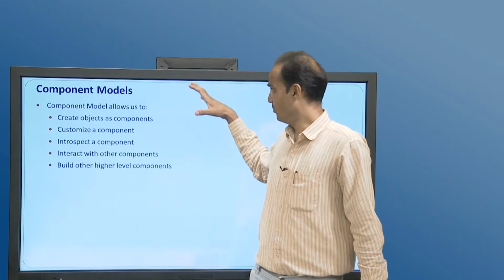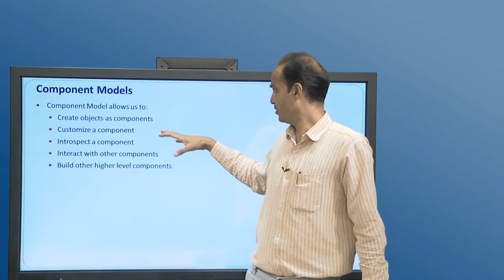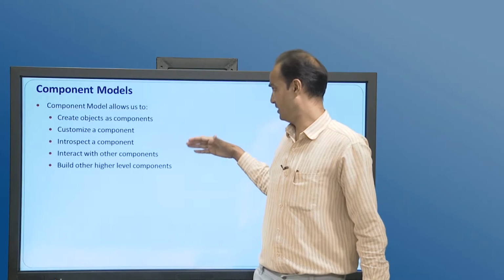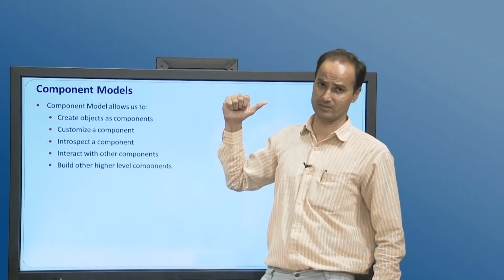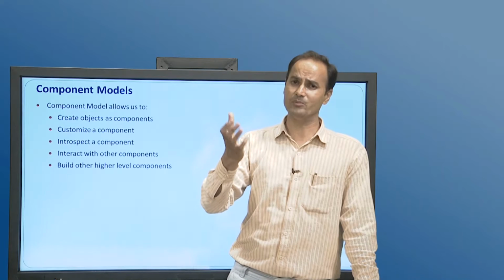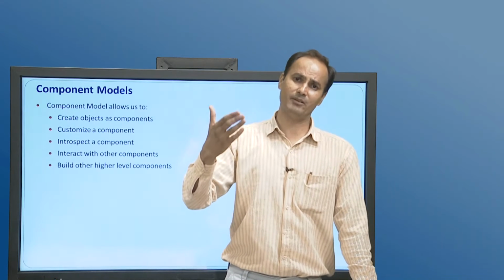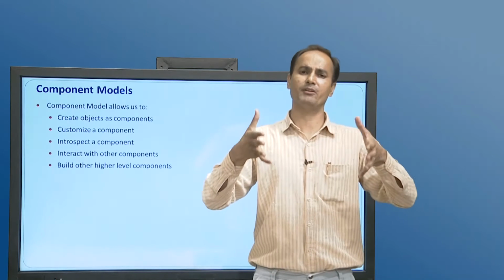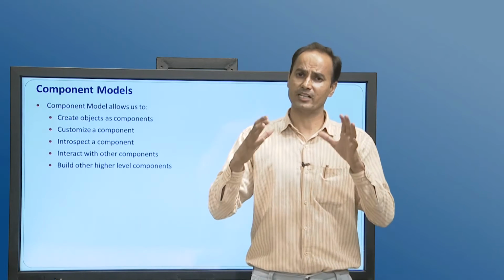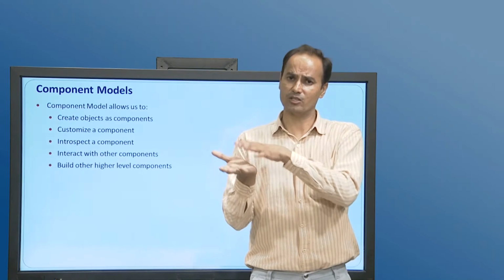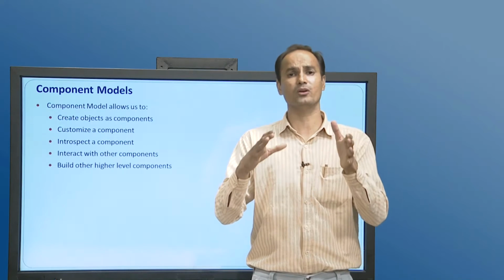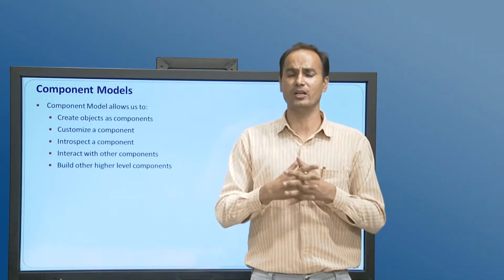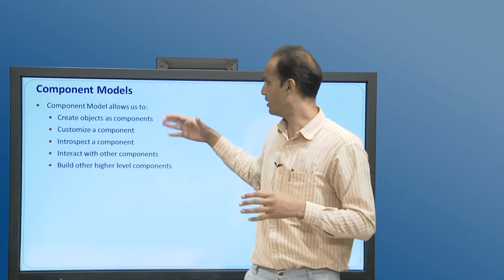It is generally a component model. The component model allows us to create objects as components, customize a component, introspect a component, interact with other components, and build other higher level components. A component is simply an object that we create and want to manipulate, either itself, meaning what kind of functionality we want to add to it, what kind of functionality we want from another component, and how we want to establish interactions between different components in a builder tool environment in Java. So, it is all about the component model.